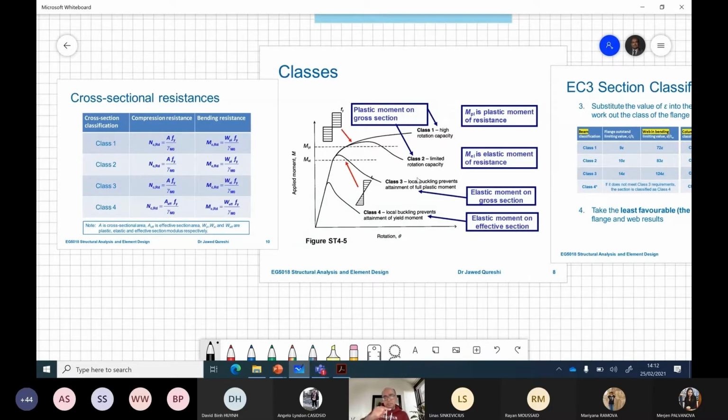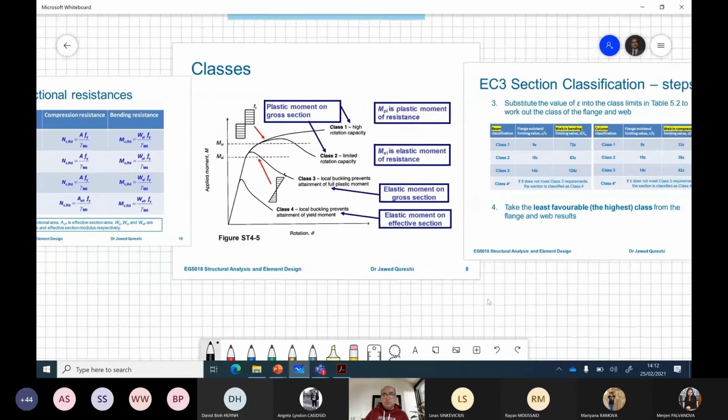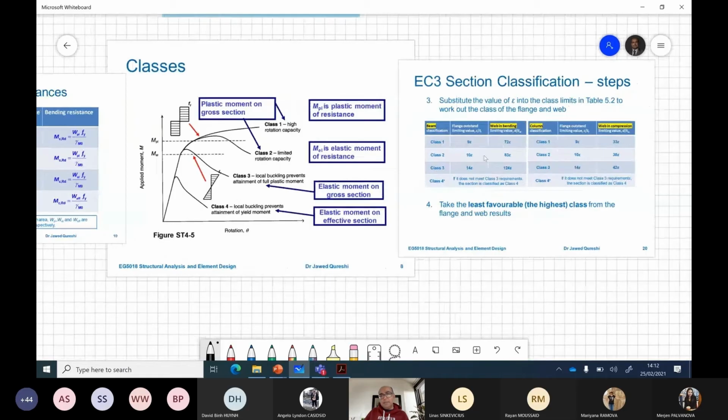Classification is related to local buckling, and local buckling, on the other hand, is related to compression of plates. If we are applying tensile load, then local buckling does not happen. So that's why for tension members, we did not classify the sections. We limit the width to thickness ratio of individual plates, meaning flanges and web, and then we compare it with limiting values in the code.